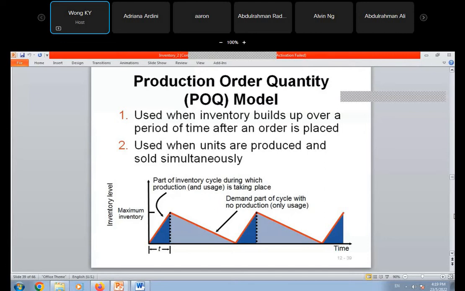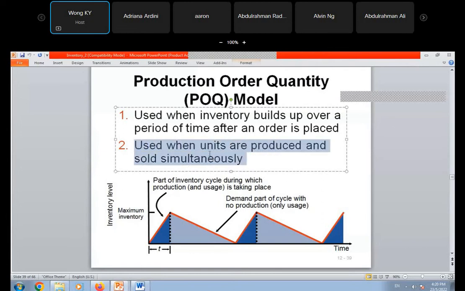But in the POQ model, it's different because it involves both the production as well as the usage of the inventory. So the POQ model is suitable for a company that produces its own inventory, for example raw material inventory, and then uses it to make the final product. Even if the company does not use it, the company may sell the inventory that it has produced to some other companies. So this model is useful when the units are produced and sold simultaneously. Here I already said either the company will sell it or the company will use it to make the final product. So this model is useful when the units are produced as well as used or sold simultaneously.